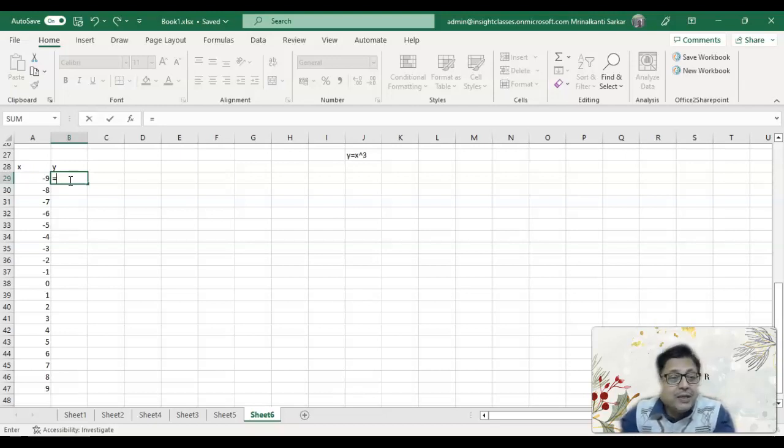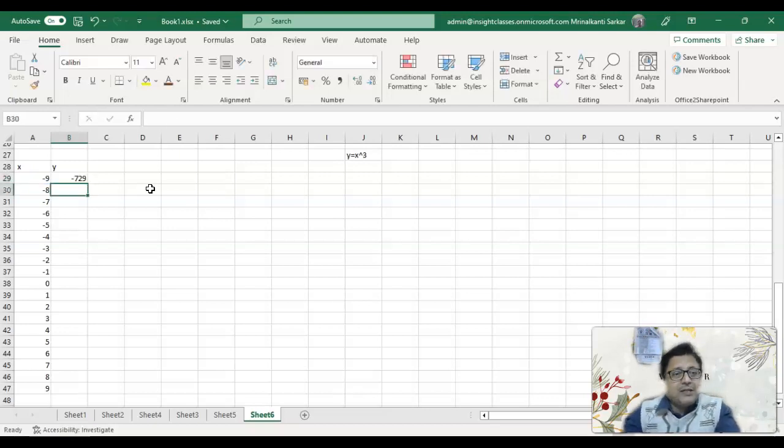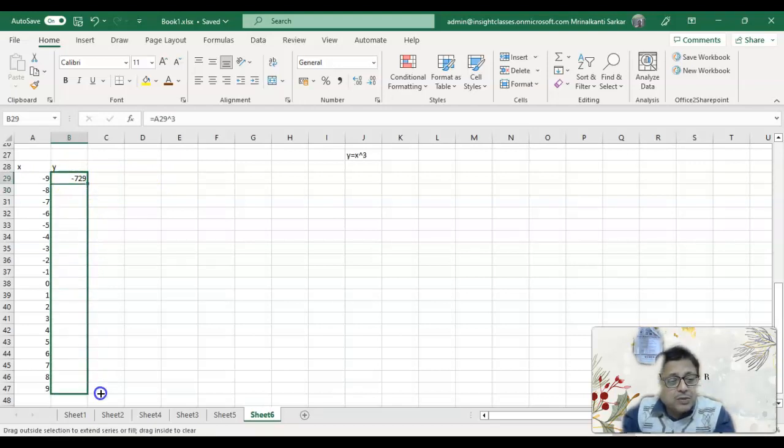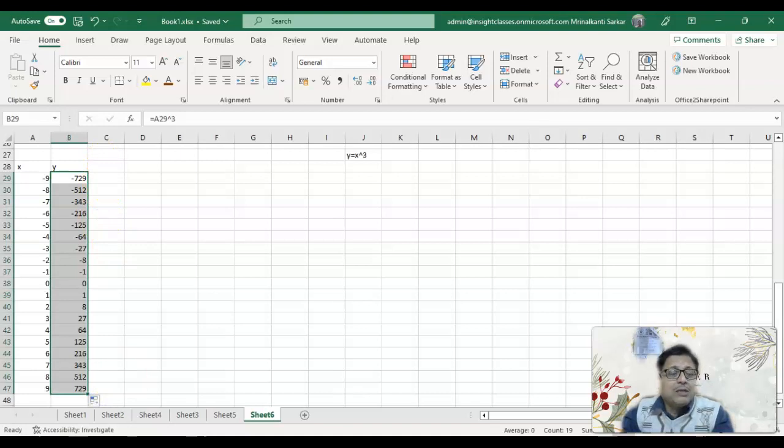What you have to do there is see in which cell this value lies. It lies in A29. So you write A29 to the power 3 and then press enter. You got the first value. Now select it and drag it down up to the selected row. It gives us all the values.